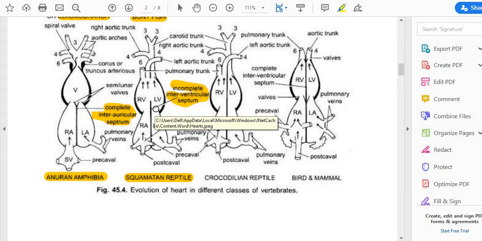Usually it is called 3.5 chambered because the ventricles are not divided completely, except in the crocodilians, Crocodilia, that includes crocodiles, gharial and alligators. These three animals have completely divided ventricles also, where the interventricular septum is complete. But in lizards and the other reptiles, except the Crocodilia, there are partially divided ventricles, forming the 3.5 chambered heart.